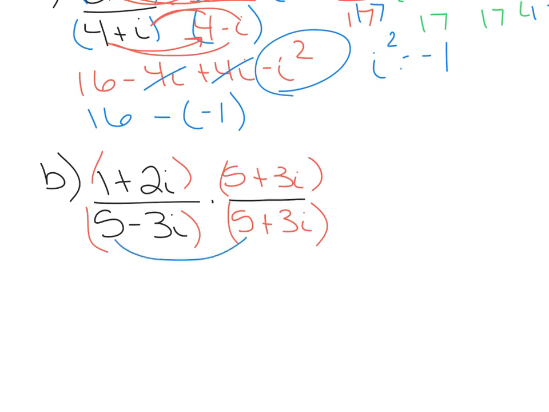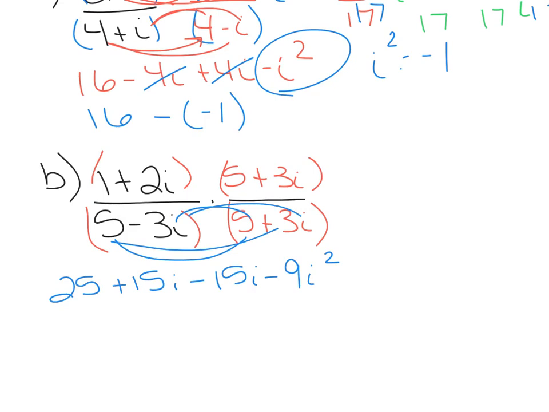So we're going to double distribute for this. That's 25 plus 15i, then minus 15i, then minus 9i squared. And we're going to simplify that. These two terms cancel, so we have 25, and this negative 9 times negative 1. Do not forget, this is negative 9 times negative 1, which is plus 9. So 25 plus 9 in this denominator gives you 34.